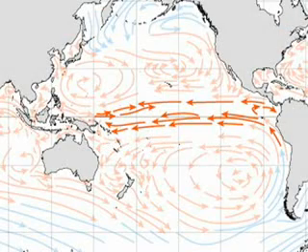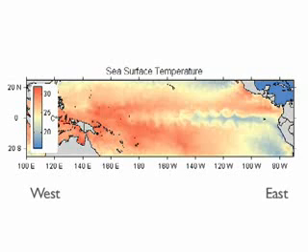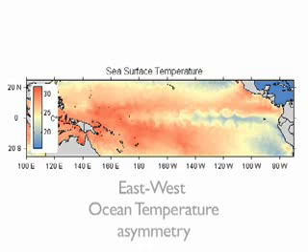Upwelling in the eastern equatorial Pacific Ocean brings cool water towards the surface. In the western Pacific Ocean, little or no cool water is upwelled. Therefore, the eastern boundary region of the Pacific is normally colder than the western boundary region. This difference in surface temperature is referred to as the east-west ocean temperature asymmetry.